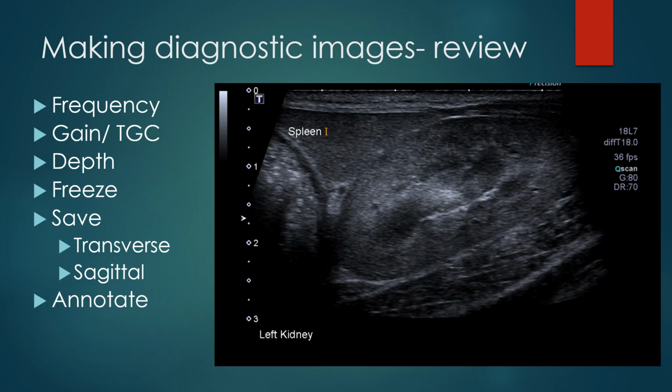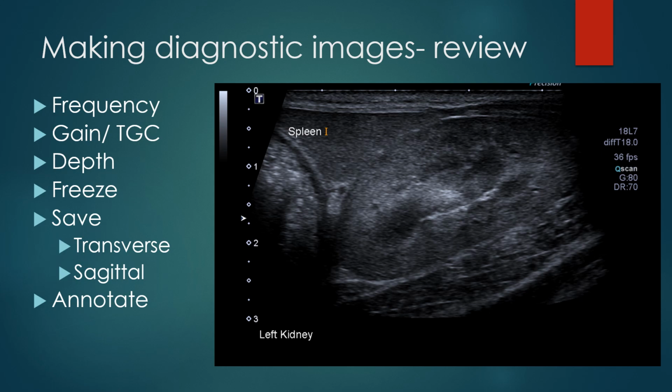So again, keep in mind the frequency that you're using, and your gain or total gain compensation, TGC, that is going to control the brightness of your image. Your overall gain is going to make everything brighter or darker. This is a little bit of a personal preference, but you want it sort of middle of the road like this image is showing here. And then your TGC sliders should be arranged so that the image is kind of homogeneously bright or dark. So you don't want any bright streaks across the images.